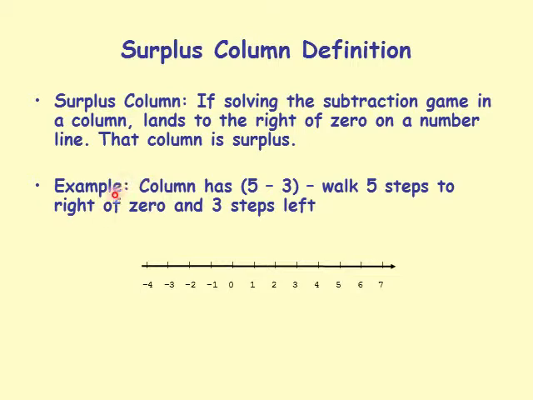Let's look at an example. If a column had a 5 minus 3, that would mean we walk 5 steps to the right and walk back 3 steps to land at 2, which is to the right of 0. 0 is here and 2 is to the right, so a column with 5 minus 3 would be a surplus column. Let's look at the next type.